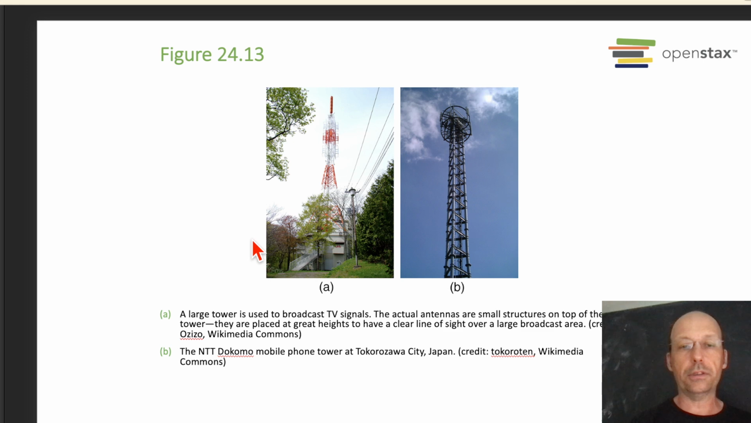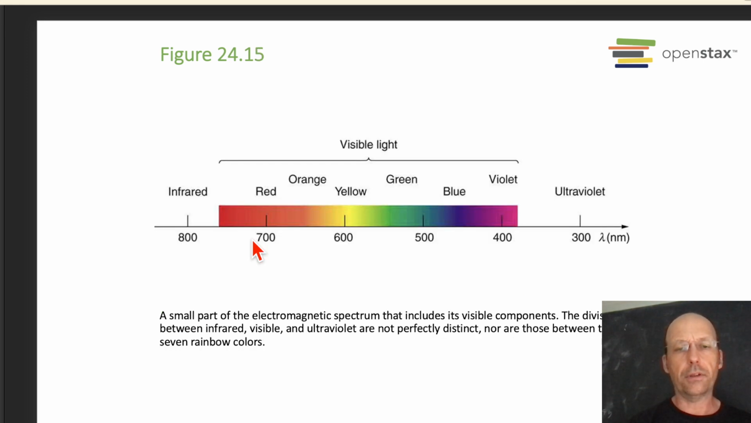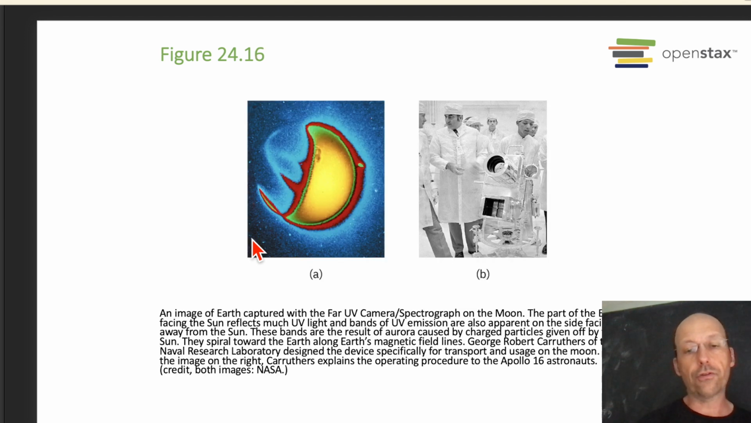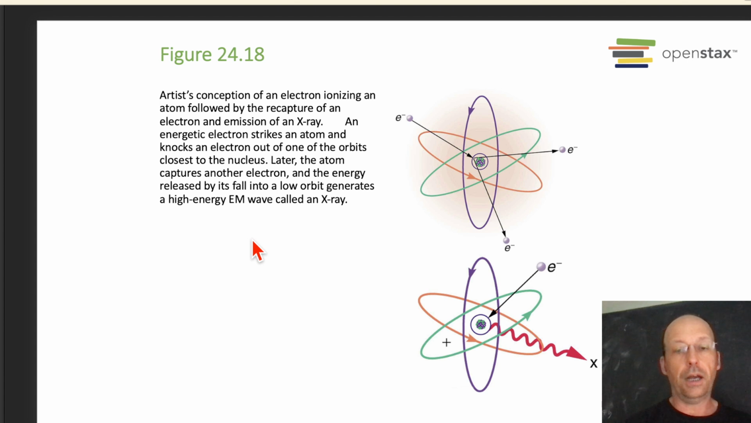Those are radio towers. That's a radar image. Not really visible. This is the visible spectrum. We'll talk about that. Ultraviolet image.